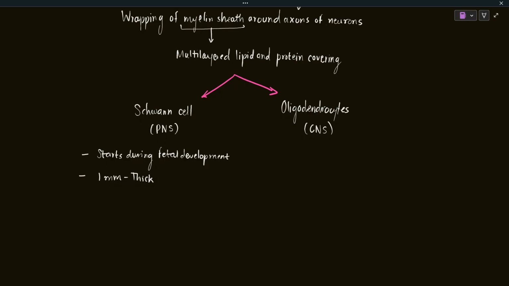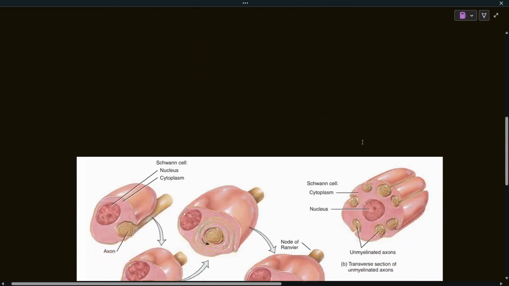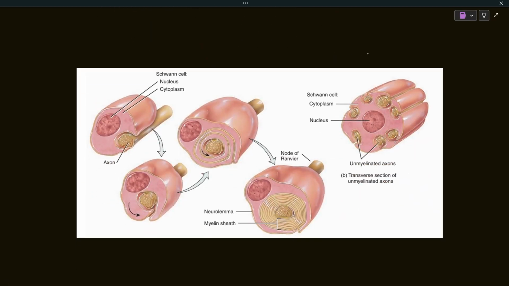So let me show you a diagram where it will be much more clear. Here you can see this is a Schwann cell and this is the axon of the peripheral nervous system. Okay. This Schwann cell has a nucleus and its cytoplasm. This Schwann cell wraps itself around the axon of the PNS. Here you can see that it is wrapping itself around the axon. Okay. So this portion stays here and this wraps itself around the axon.